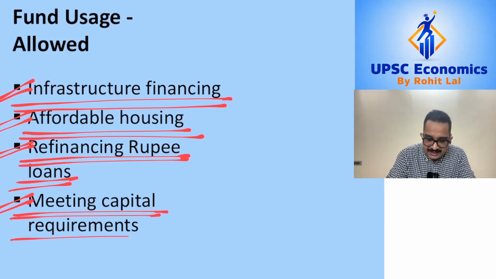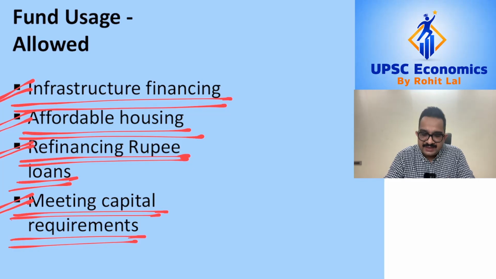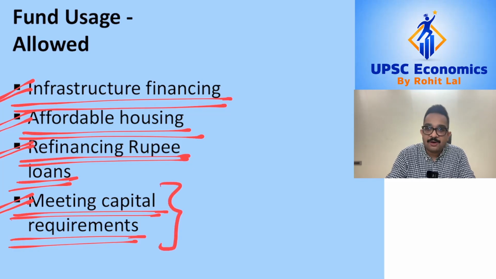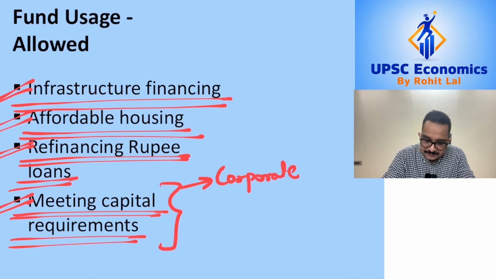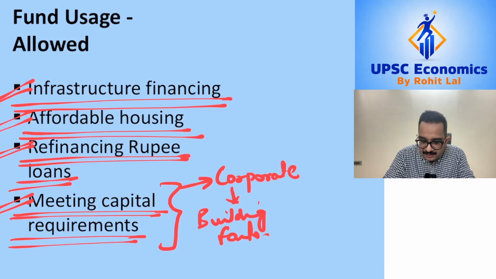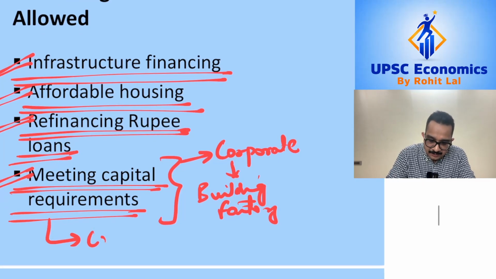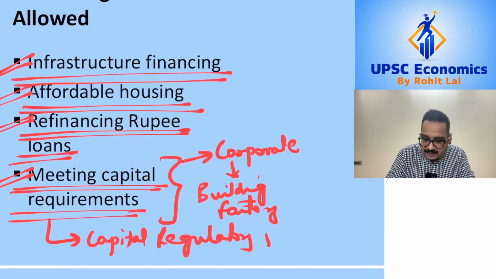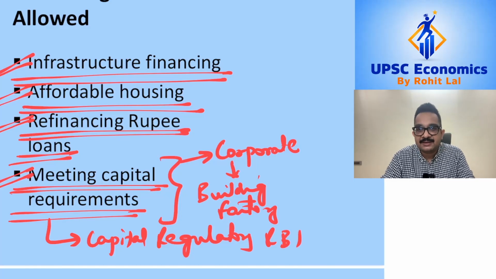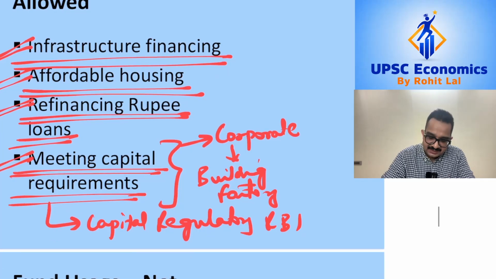Similarly, you could have entities using these bonds to finance different capital requirements or objectives they might have. For example, you could have a corporate issuing these bonds so as to fund the building of a new factory. Similarly, you could have a bank raising funds via these masala bonds so as to ensure that it is meeting the capital regulatory requirement of RBI. So different entities can borrow via masala bonds to meet the different capital objectives they might have.